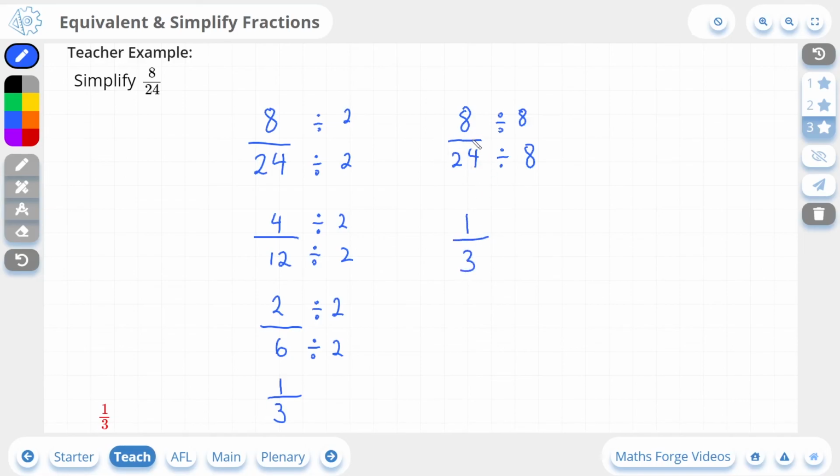And like I said before, if you really know your times tables, these ways to solve the problem become much more apparent. It's easy to see that we can just divide by 8 straight away. It's very important for you to know your times tables. And there we have it. This is equivalent and simplifying fractions.